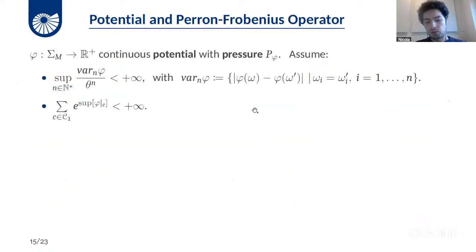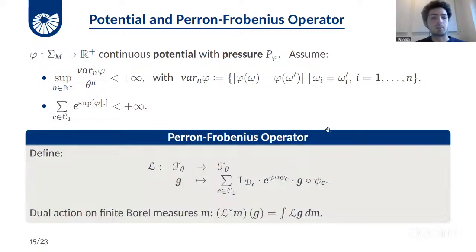Now, we want to introduce a measure theoretic perspective. So we define a continuous potential phi with its pressure P phi. In order for phi to be well defined and for all the constructions based on phi to be well defined, we ask a couple of requests on phi. That is, we want to have finite variations and to be summable, meaning that we have some control of phi on the cylinders. Then we define the usual Perron-Frobenius operator, with the usual formula.